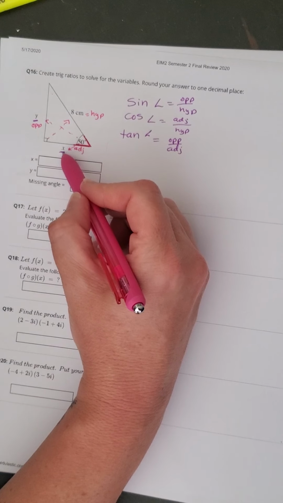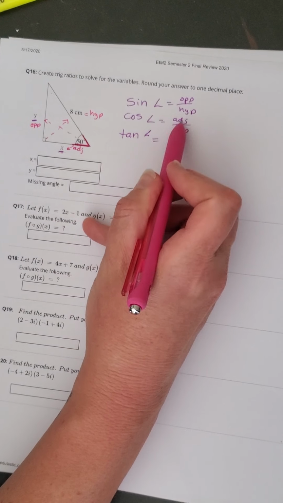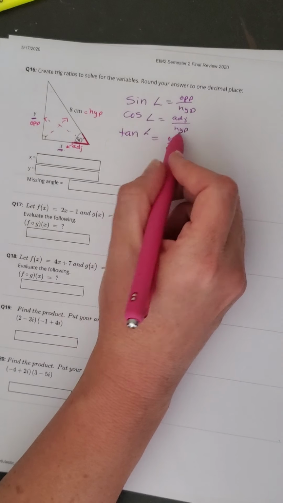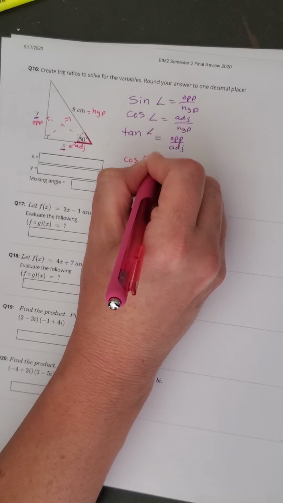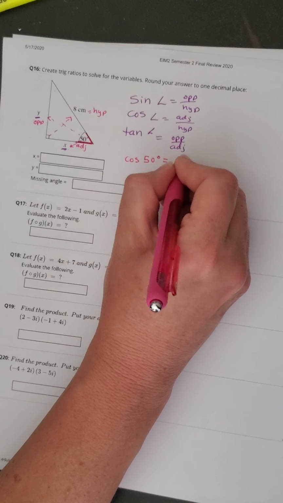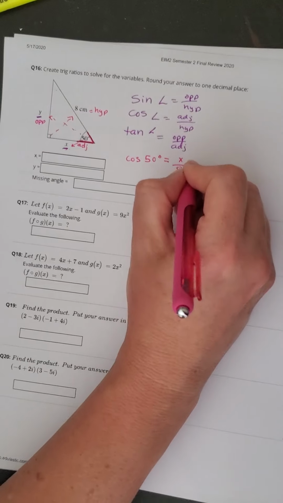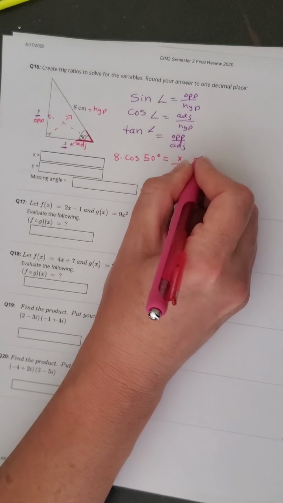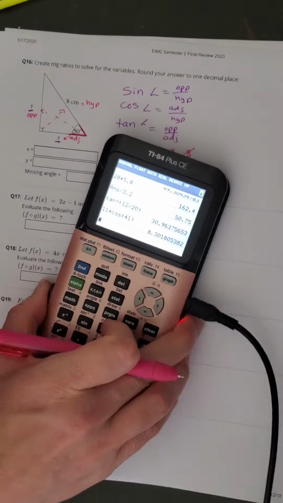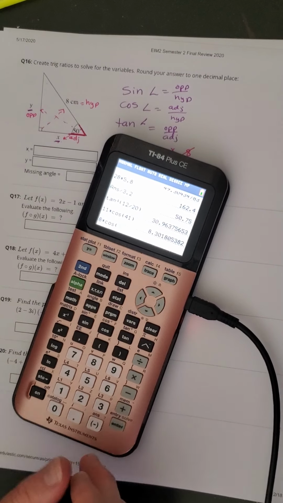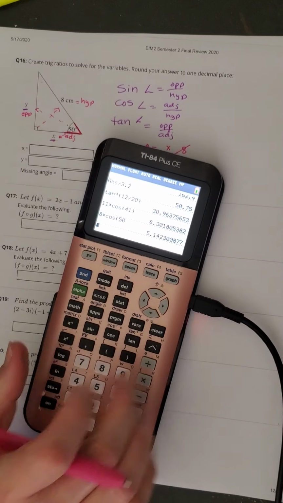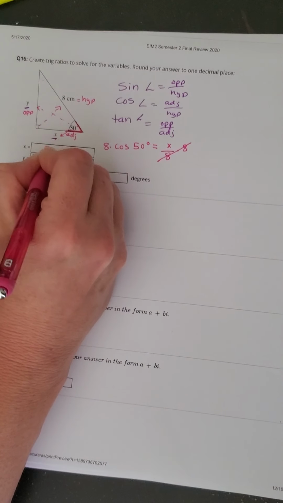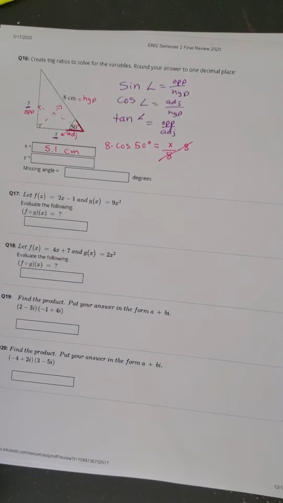So since I'm going to use adjacent to find x, I will use cosine and the hypotenuse, right? So cosine uses adjacent and hypotenuse. So cosine of the angle, which is 50, equals adjacent over the hypotenuse. And then I would multiply both sides by 8. So in my calculator, I get 8 times cosine 50, which is 5.14. It says round to one decimal place, so that would be 5.1. Now, it didn't ask for cm, but I'm going to put it on there since they gave it to me.